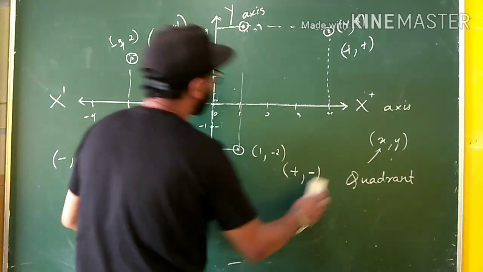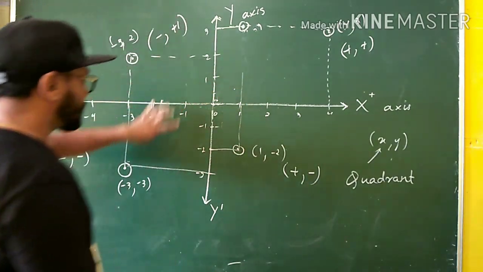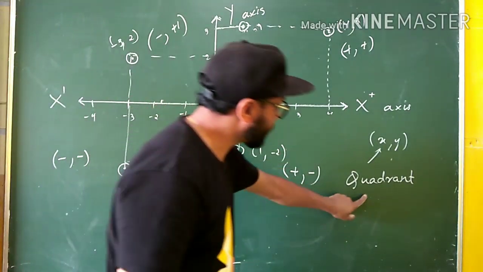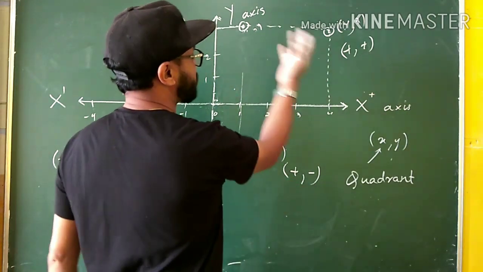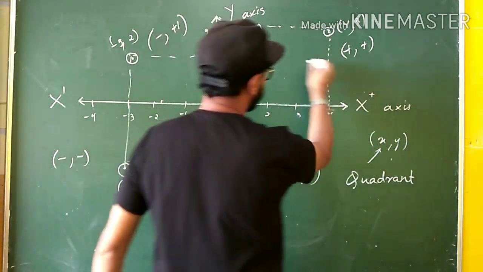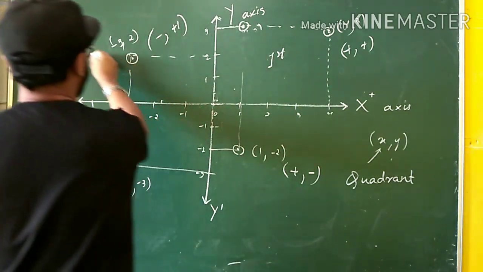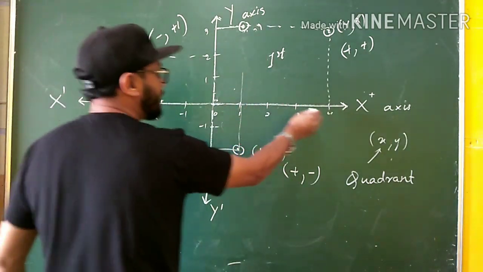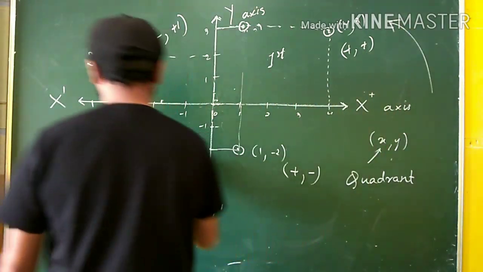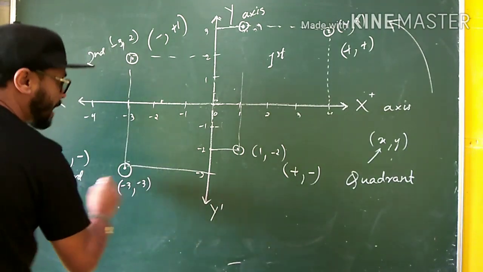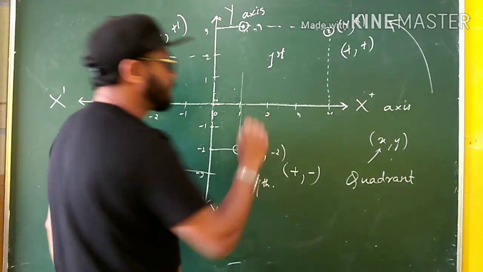So, here also, we call each part a quadrant. Now, this is your first quadrant. This is your second quadrant. Keep this in mind. We have to go in the anti-clockwise direction. So, this is your third quadrant, and this is your fourth quadrant.